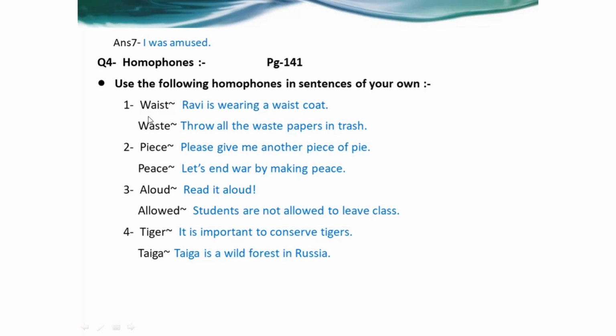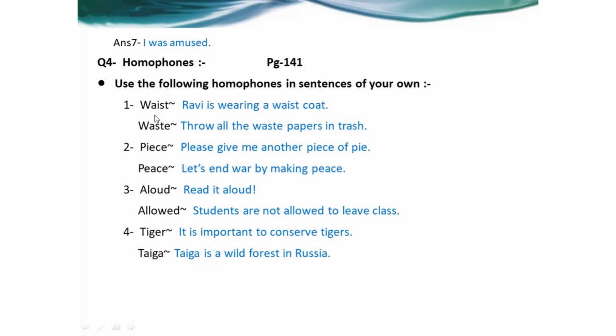W-A-I-S-T. This waist means the part of your body where you wear the coats, or the pants, where you tie up the belt. Let's make a sentence with this one. Ravi is wearing a waistcoat. Okay, I will repeat the sentence again. Ravi is wearing a waistcoat. One more thing, students, you can try to make your own sentences and write them in your notebooks.